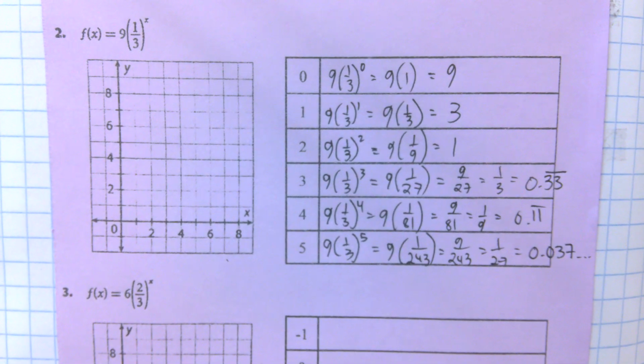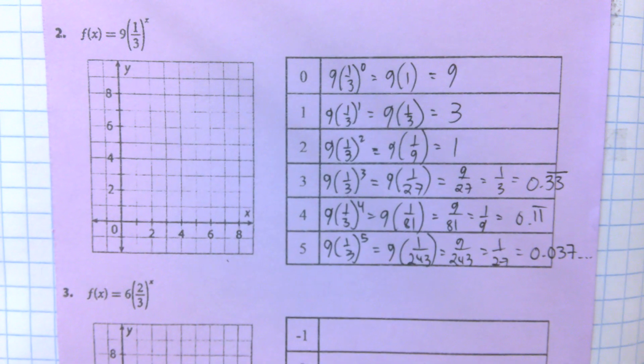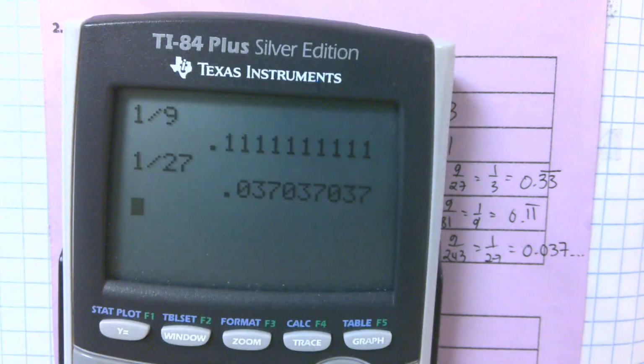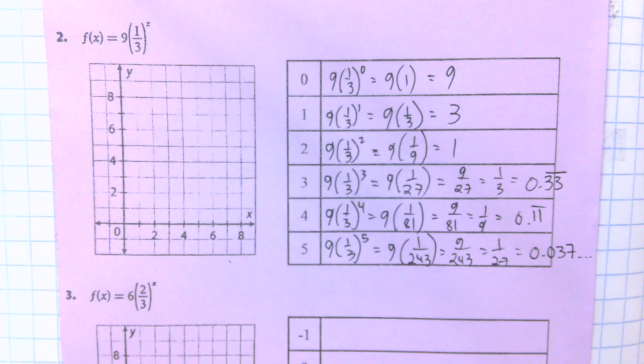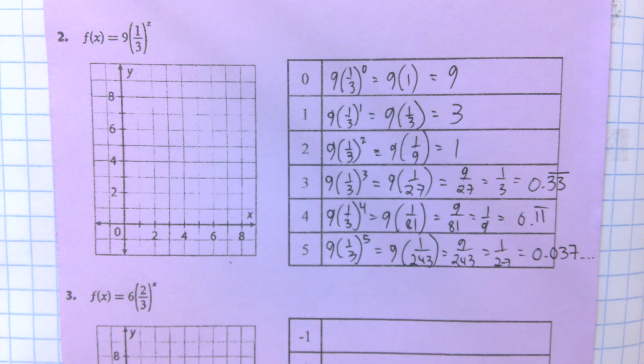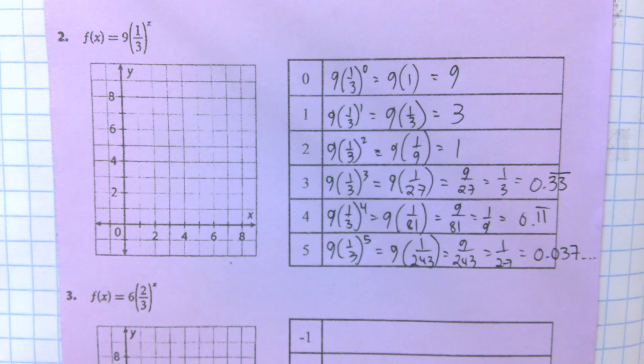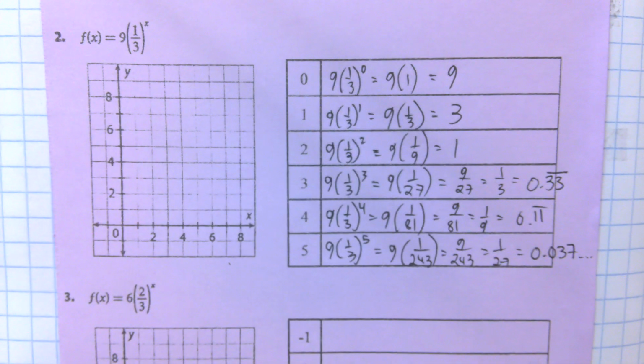Basically 0 again. We just need to know it's very close to 0. That's really it. Okay? Now I'm going to plot these points.